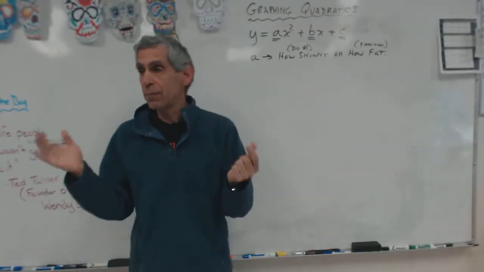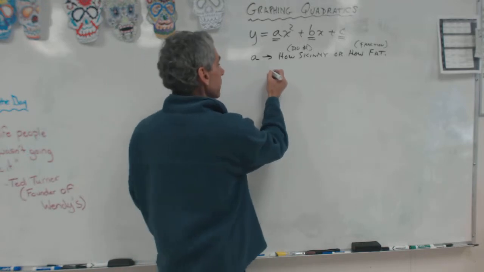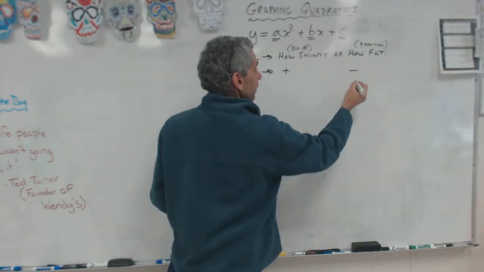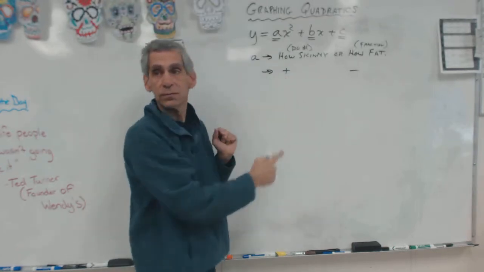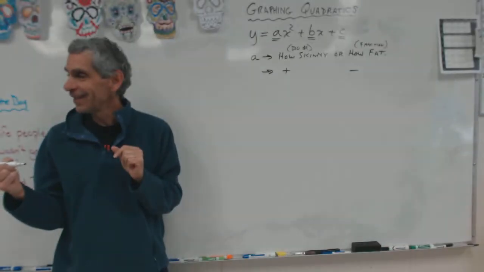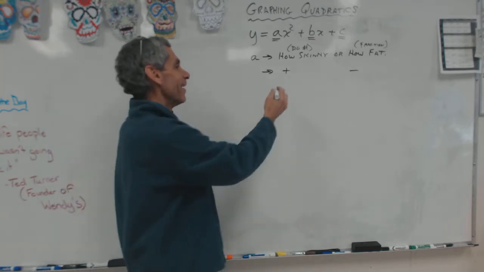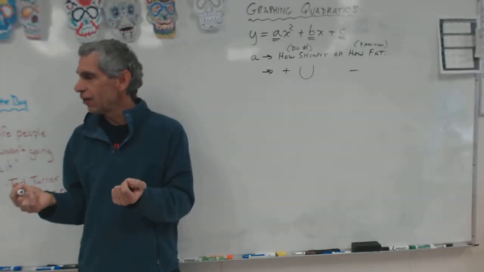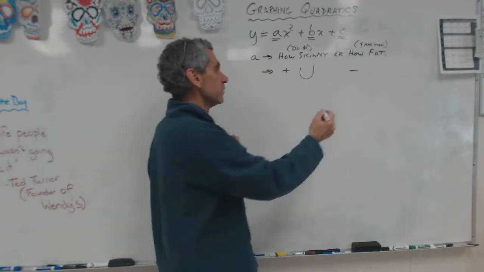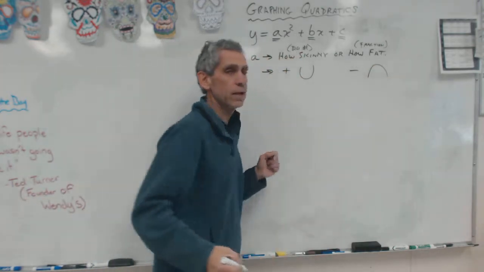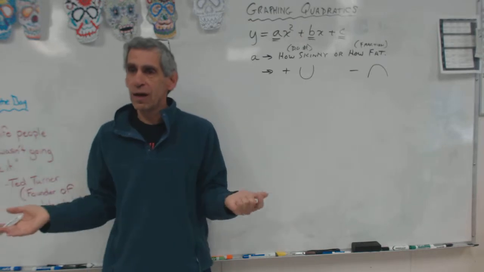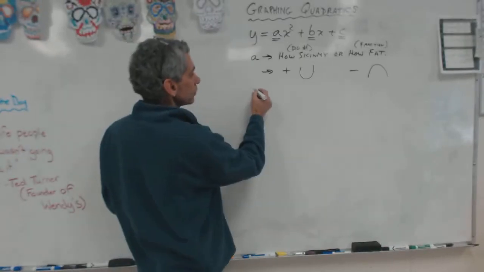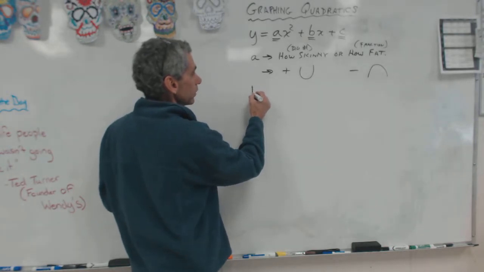A also can be positive or negative, right? If it's positive, it's happy, and it's smiling, right? Oh yeah, okay. And if it's negative, negative thoughts make very frowny faces, right? So it's going to be a downward parabola. Pretty obvious, right? So that's what a tells us. All right. What does b tell us?